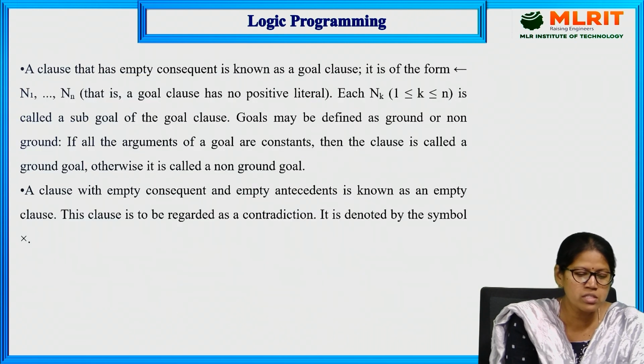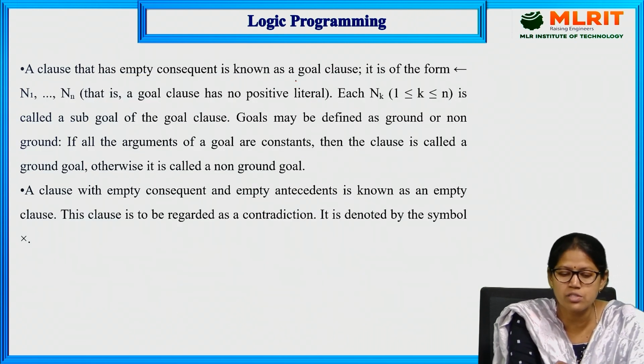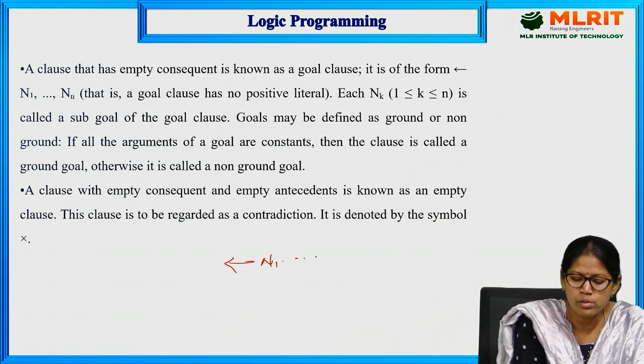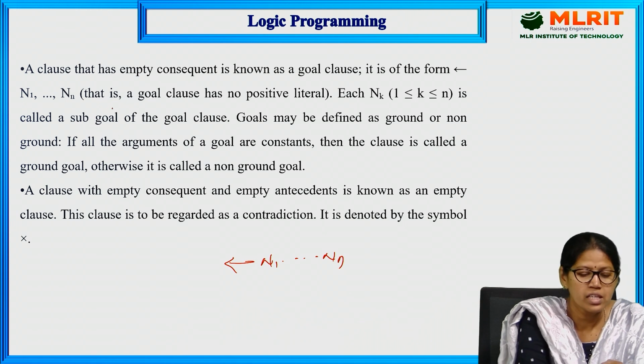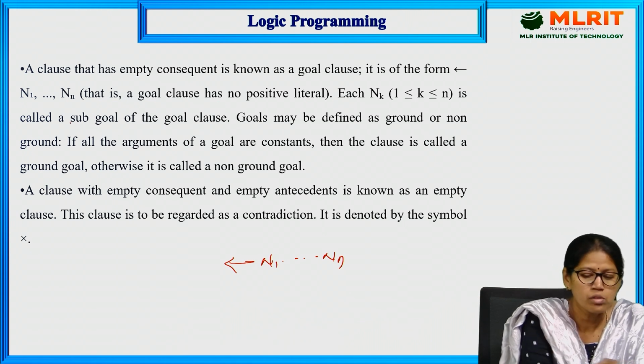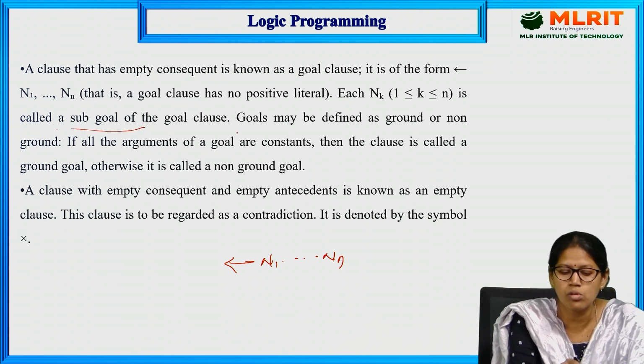The next one is queries. A clause that has an empty consequent is known as a goal clause. It is in the form of implied N1 to Nn. That is, a goal clause has no positive literal. So each N is called a subgoal of the goal clause.